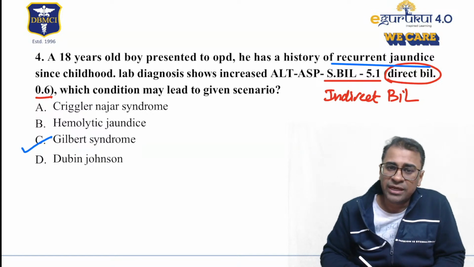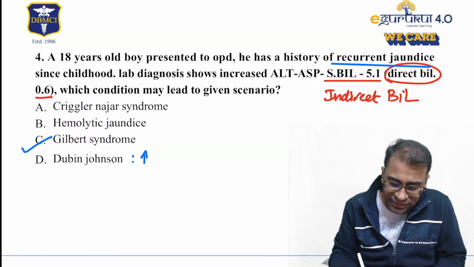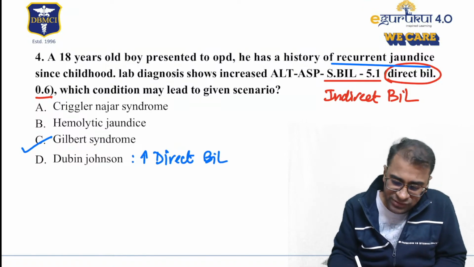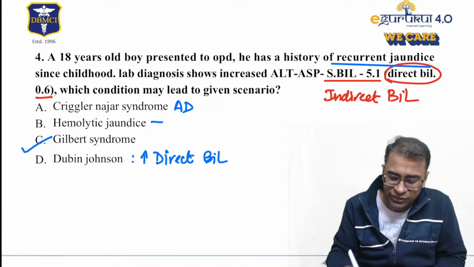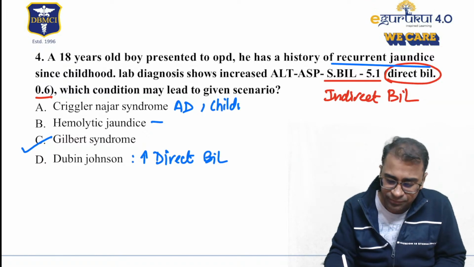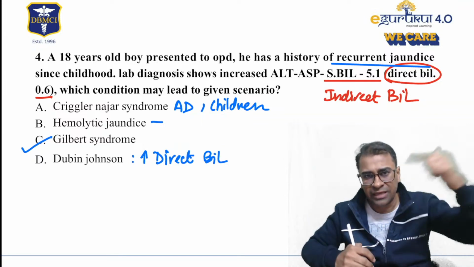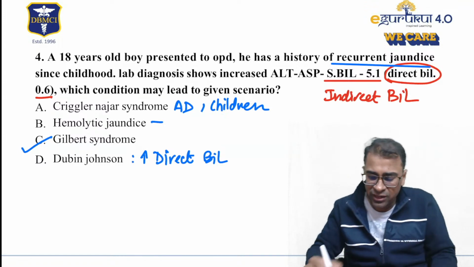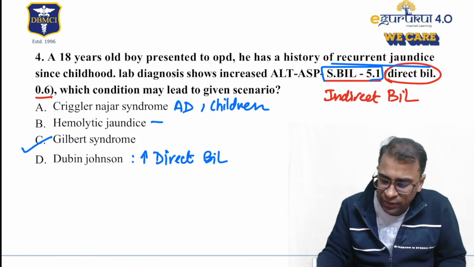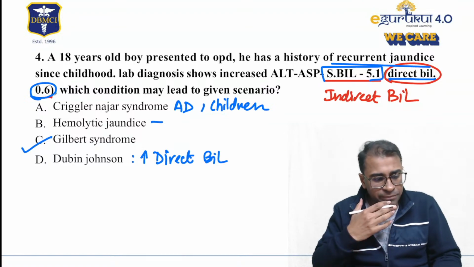Why so? Because a patient with Dubin-Johnson will have an increase in direct bilirubin. In hemolytic jaundice, the patient will have some history of gallstone formation. This is often an autosomal dominant disorder and present since childhood. If something is on and off since childhood, increasing, decreasing, varying, it is always Gilbert syndrome. How do we know it is indirect? Because here it is written 5.1 and direct is only 0.6, so it is indirect bilirubin. Okay, now clear?